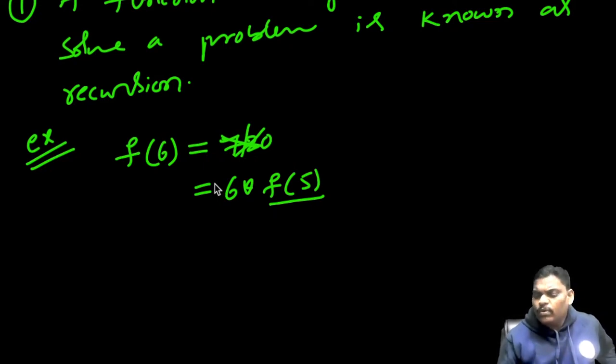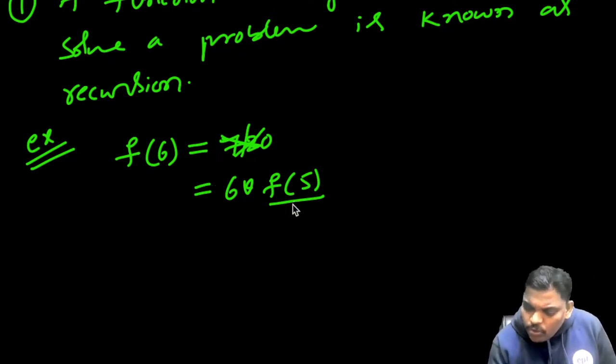If you don't know factorial of 6, at least go one step back. What does going one step back mean? Factorial of 6 I don't know, but factorial of 5 I know: 120. So 6 into 120 gives 720. If you know directly, say 720. If you don't know, go one position back.